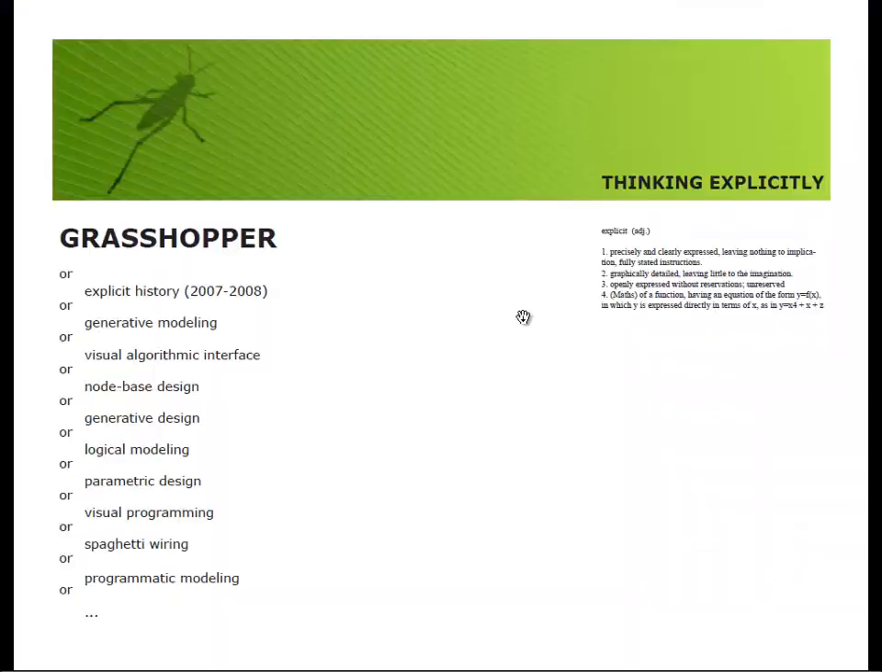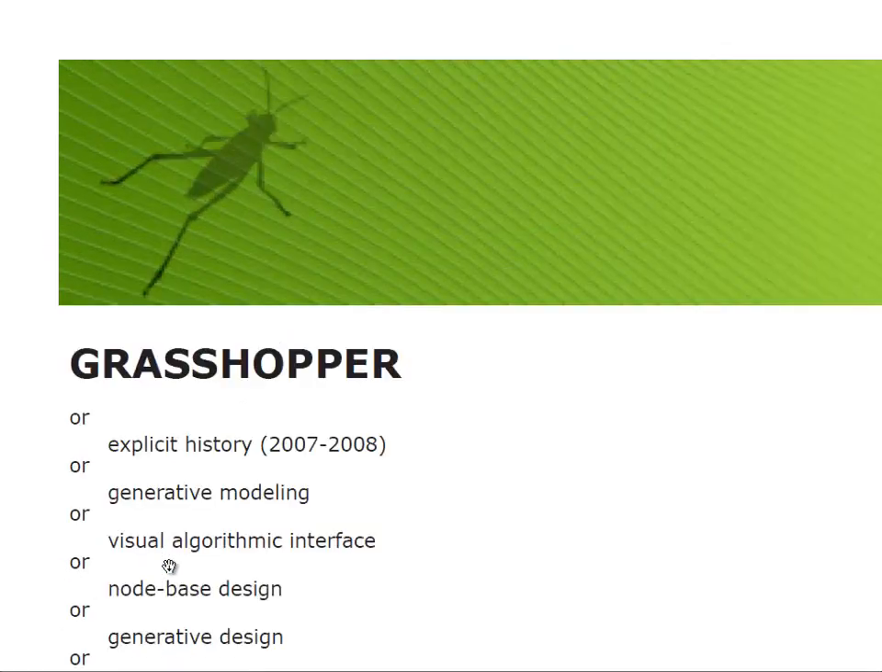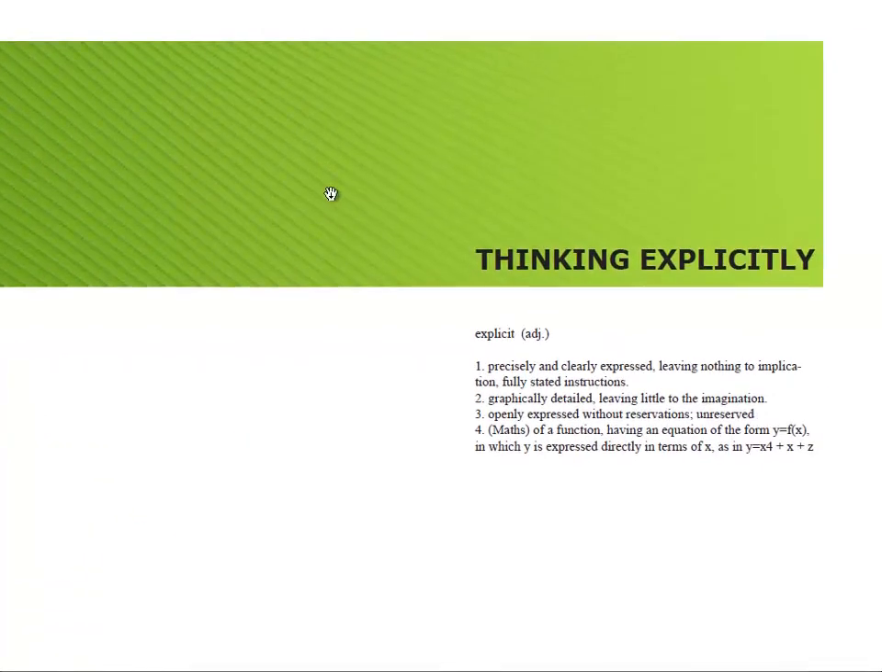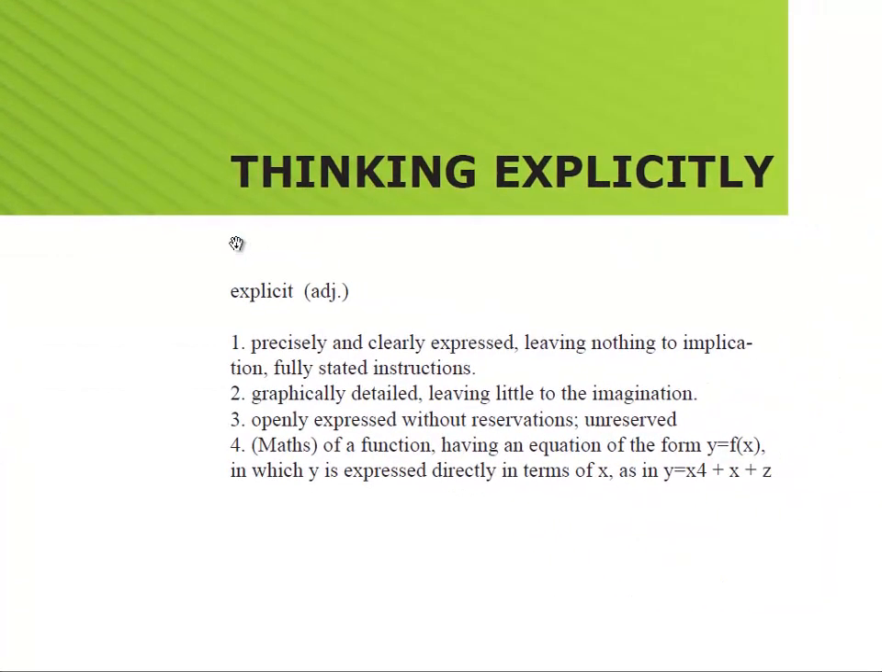So going back to this slide here, I collected all the terms that I've heard people use to refer to Grasshopper. Anything like parametric design, which is a very vague term, to visual programming, or some of them spaghetti wiring. But one thing that is extremely important to us, and that's how we're going to talk about Grasshopper, goes back to the term explicit. So what does it mean to be explicit? It means precisely and clearly expressed, leaving nothing to implication.